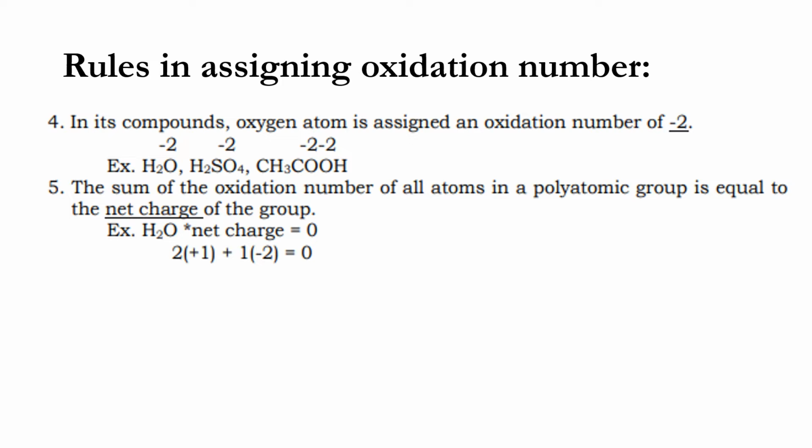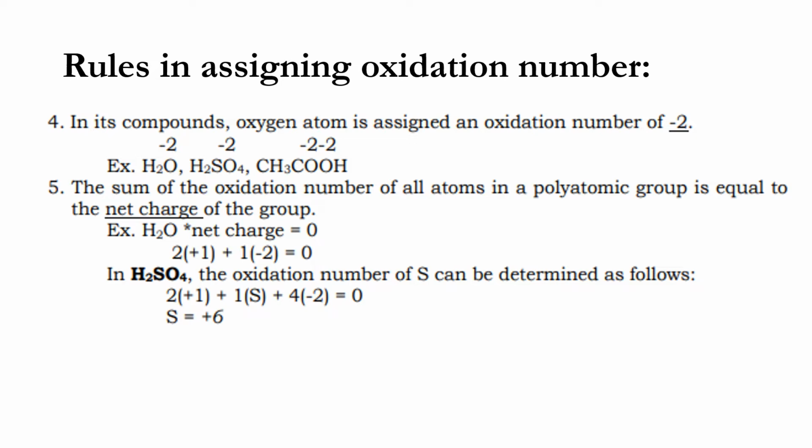Rule number 5, the sum of the oxidation numbers of all atoms in a polyatomic group is equal to the net charge of the group. So we assume here a neutral compound, a neutral substance with the net charge of 0. For example, water, the net charge is 0. That 0 is taken from the sum of the number of atoms multiplied by the oxidation number. We have 2 hydrogen times oxidation number of hydrogen positive 1, plus 1 oxygen times the oxidation number of oxygen negative 2, that's positive 2 plus -2 is equal to 0.